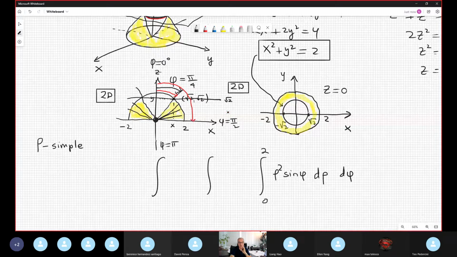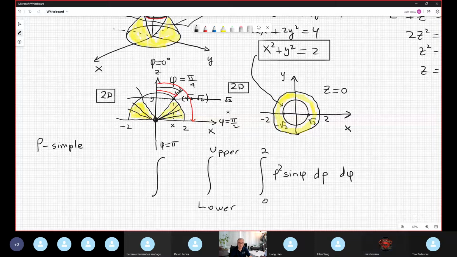So what is the limit in phi? Tell me. Is it pi over 4 to 0? No, the limit always goes from lower to upper. So phi, in our solid, is the yellow part. Focus, pi over 4, pi over 2, to 2 pi.